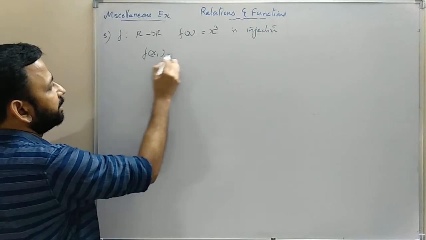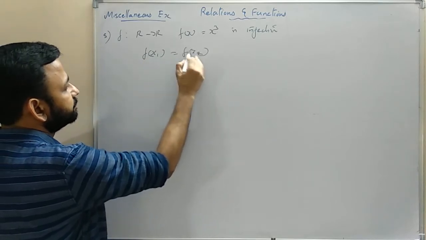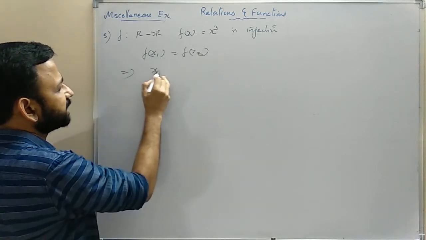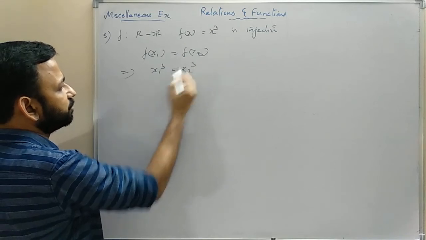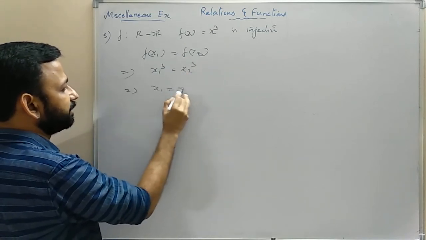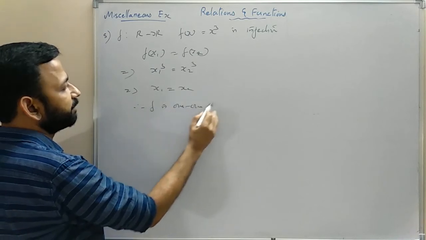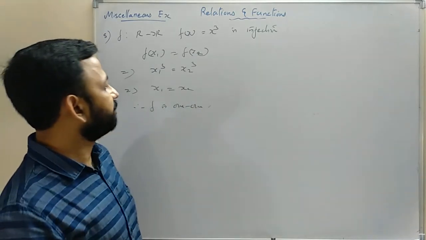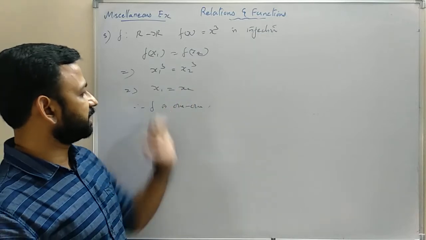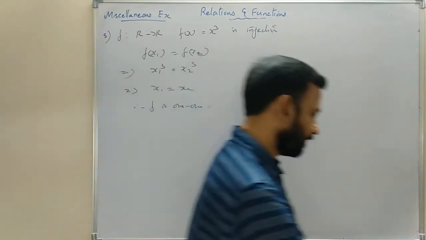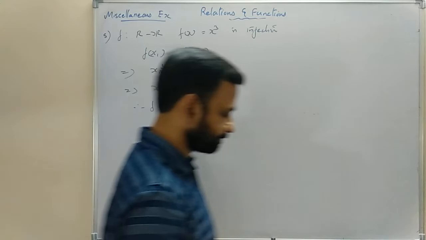f of x1 equal to f of x2 implies x1 cube equal to x2 cube, which implies x1 equal to x2. Therefore f is one-one. So here we got f of x1 equal to f of x2 implies x1 equal to x2. Therefore f is a one-one function.